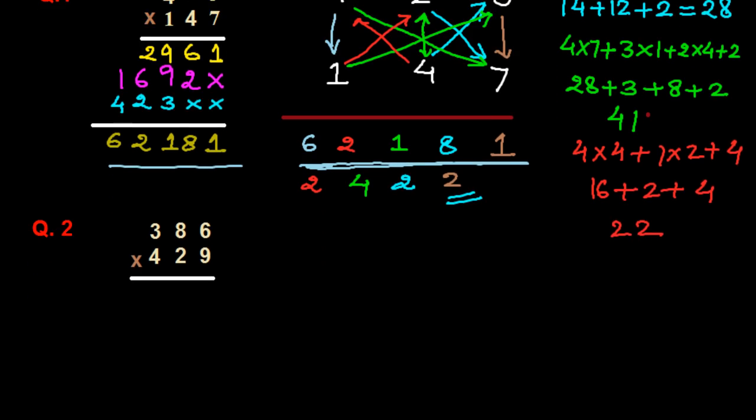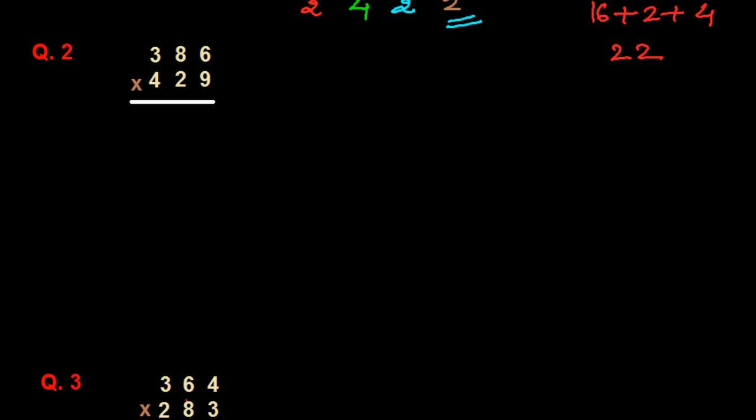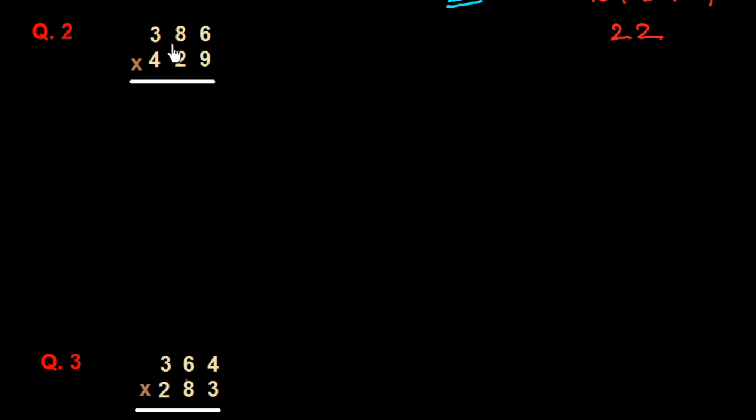Now we take another example. Now we have to multiply 386 with 429. So I write down here 386 and 429. I draw one line under this.